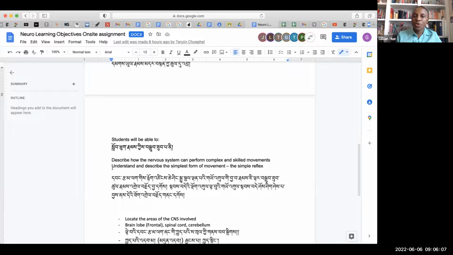I also want the students to be able to understand and describe the simplest form of movement, which is the reflex.